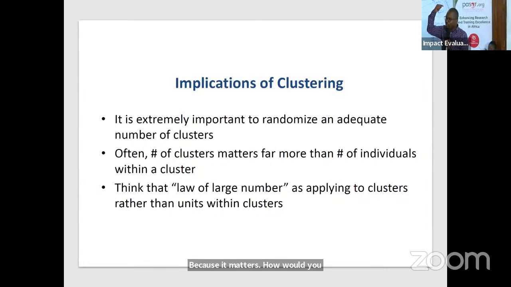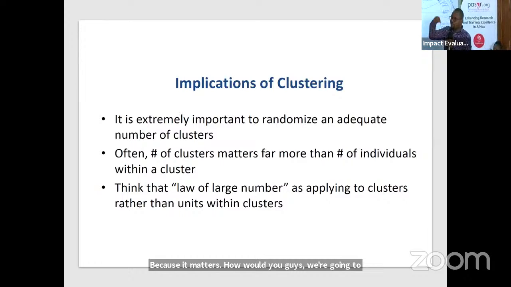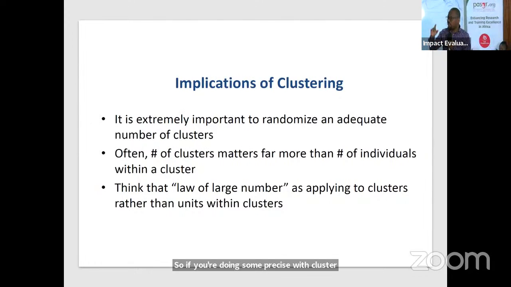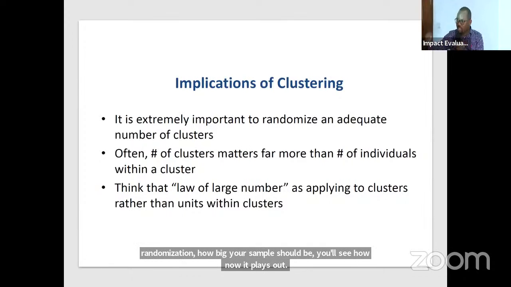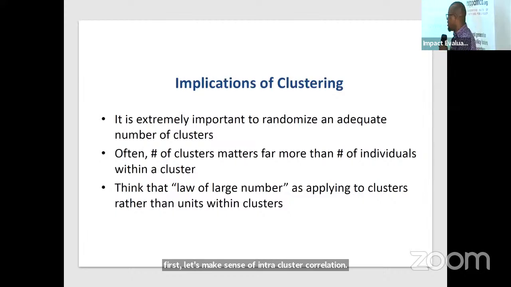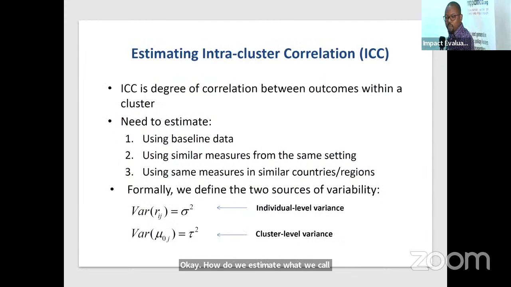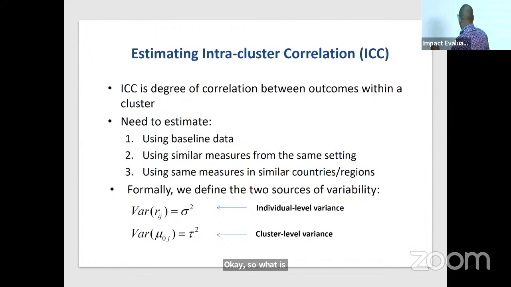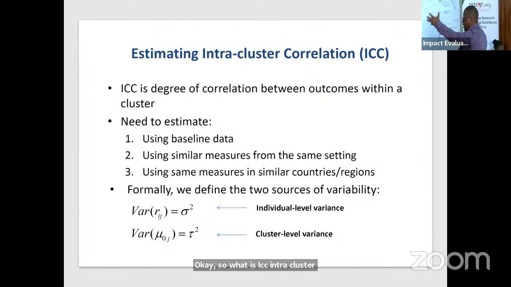And then we will go back to that formula of sample size. So if you're doing sample size with cluster randomization, how big your sample should be, you'll see how it now plays out. But first, let's make sense of intra-cluster correlation. Okay? How do we estimate what we call ICC? Okay? So what is ICC? Intra-cluster correlation. The relationship between one cluster and the other.